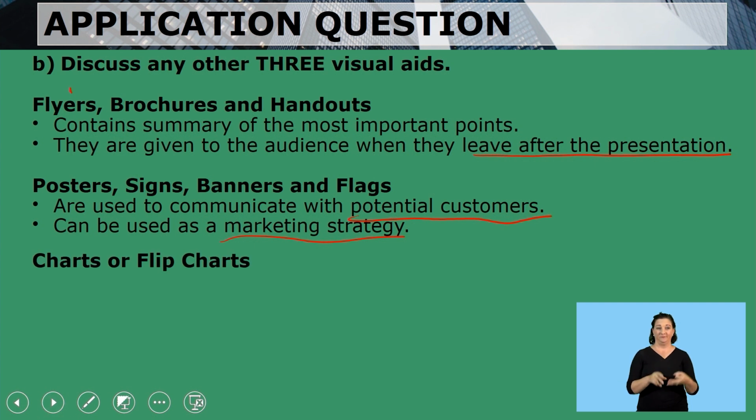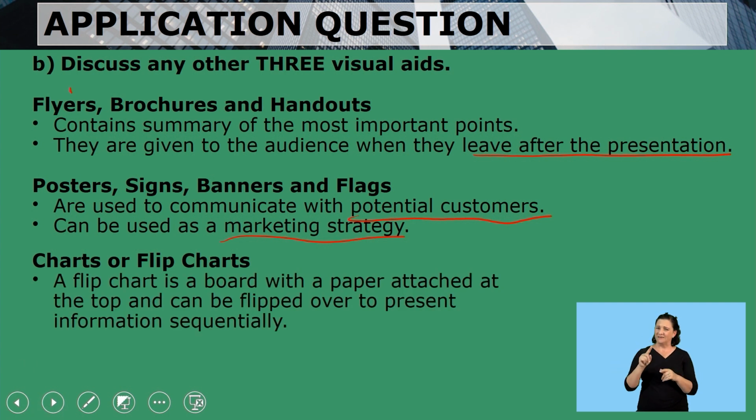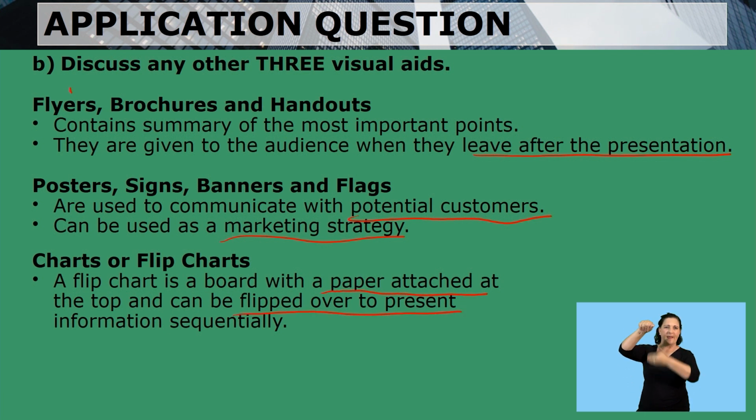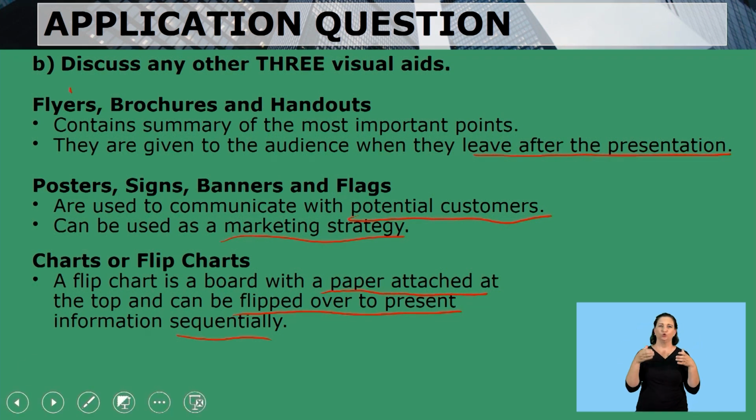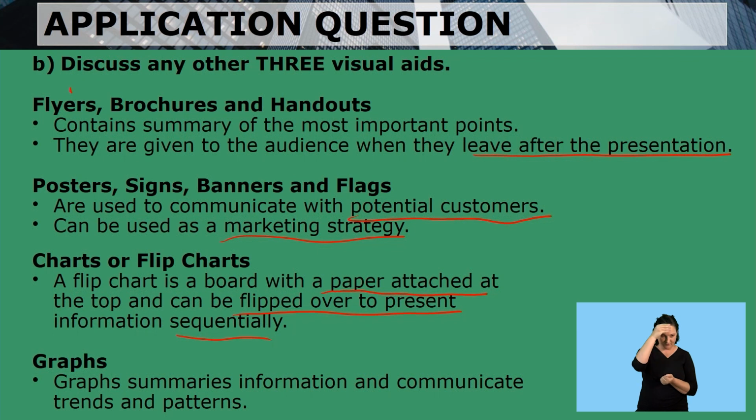Right, thirdly, we've got charts or flip charts. What is a flip chart? A flip chart is a board with a paper which is attached at the top and can be flipped over to present information sequentially. So you're writing, then you flip over, and then you're writing on another page. I normally say this is a solution in cases of load shedding. However, it becomes a challenge if you're using it for a large group, because maybe others have an eyesight problem and cannot see from a distance. Then we've got graphs, which summarize information and communicate the trends and the patterns.